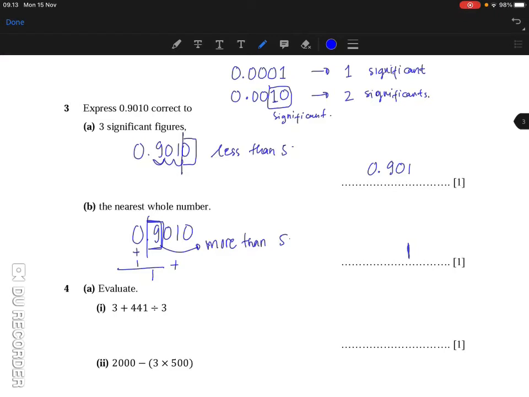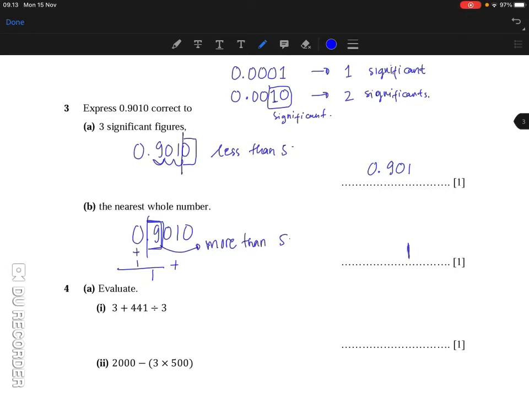Miss, how about if it is 0.5? If you have 5, it means you have to round up, because if you have 5 or more than 5 for the next digit, you need to round it up. But if you have less than 5, for example 0, 1, 2, 3, 4, it means just stay in that digit. You don't need to round it up. Alright, this is how you do number 3.